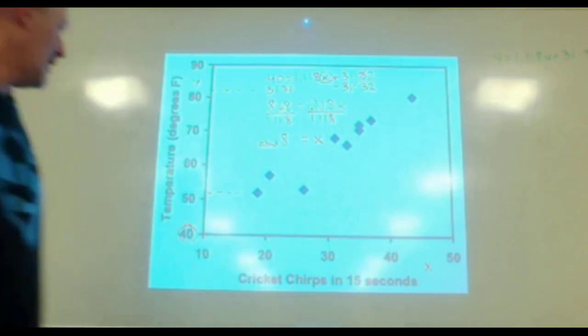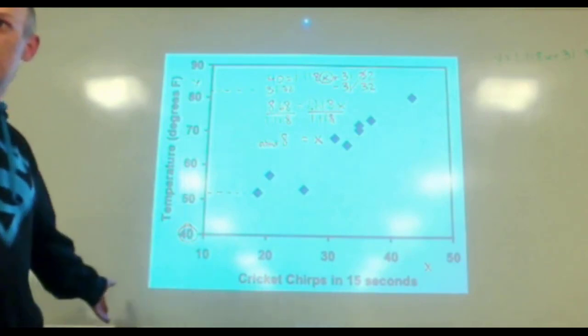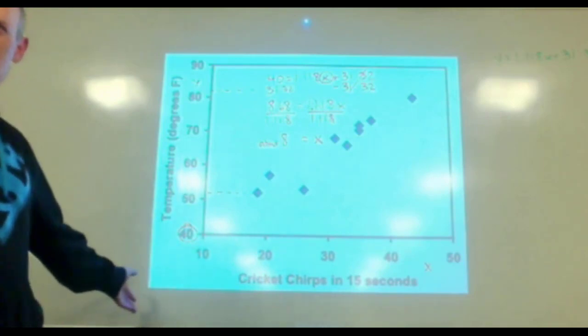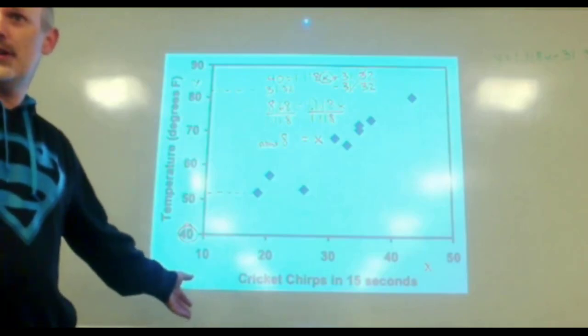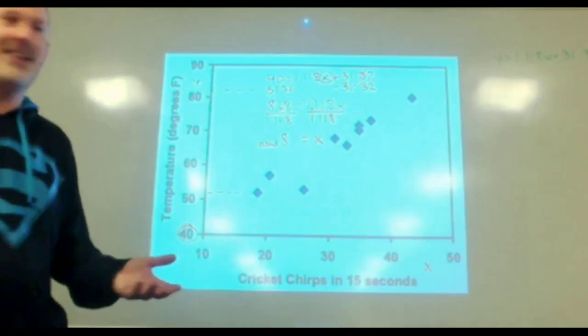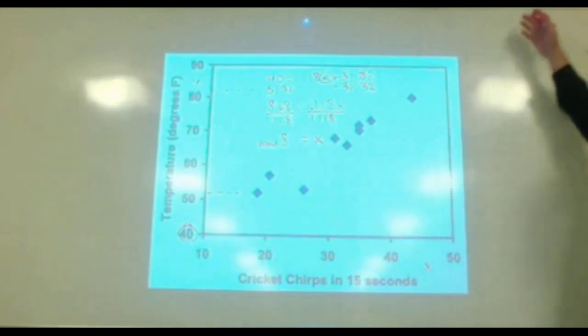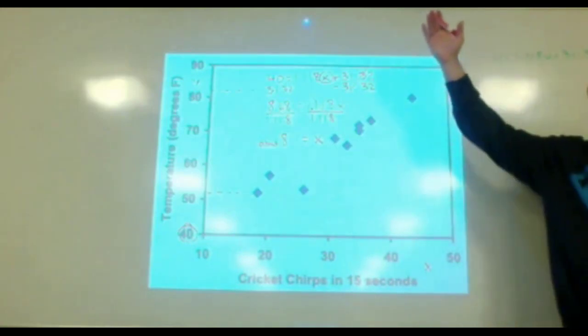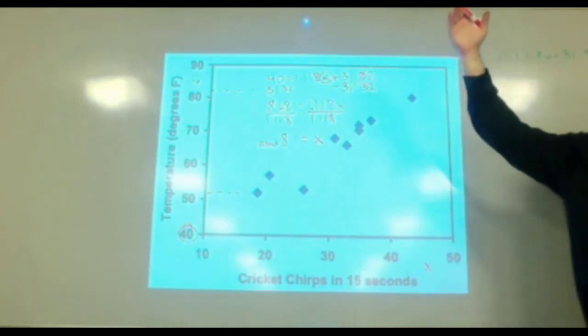Like if I kept going backwards here, do we see that eventually I would get to negative amounts of chirps? Would that be reasonable? To have a negative amount of cricket chirps? No, because how is that even possible? You couldn't do that, right? Or if I had a whole bunch of chirps and I got a temperature that was like 200 degrees, would that be reasonable? Probably not, because the crickets are probably dead at 200 degrees. At least I would be in pain at 200 degrees, so I'm guessing they would be as well.